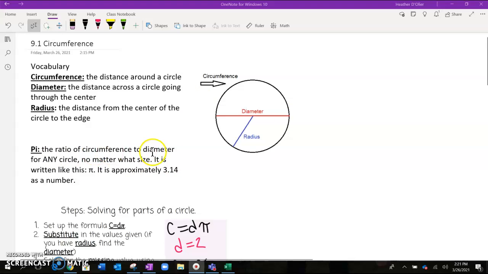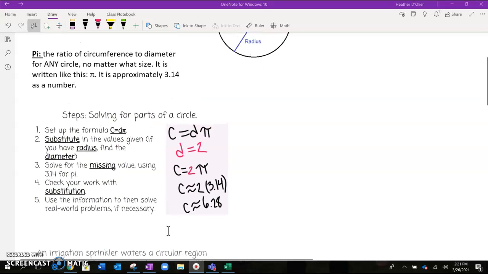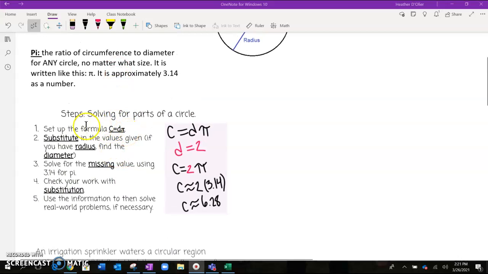Pi is the ratio of circumference to diameter for any circle, no matter the size. It's written like this, that little pi symbol, and it's approximately 3.14 as a number. So since we know that, we can utilize this information. We set up the formula: circumference equals diameter times pi.